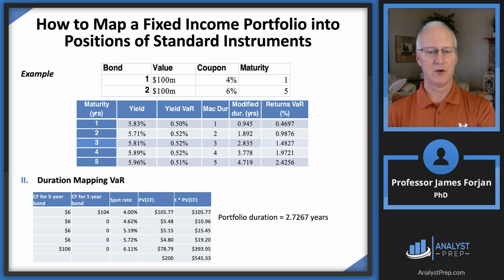Take the present value and then sum that present value column. And of course, you shouldn't be surprised to see 200 there, right? We came up with the idea that these bonds were selling at par value. So our portfolio has to sell at par value.